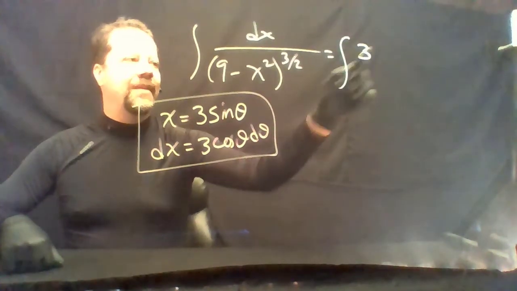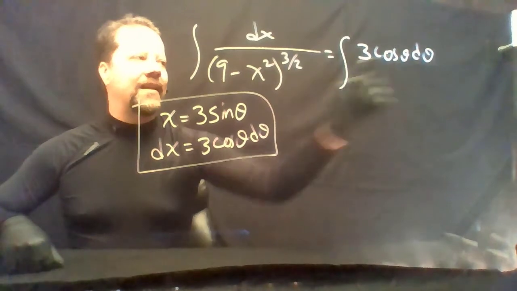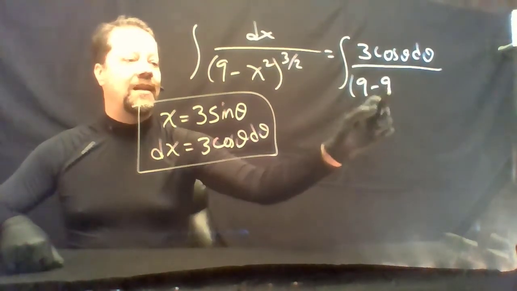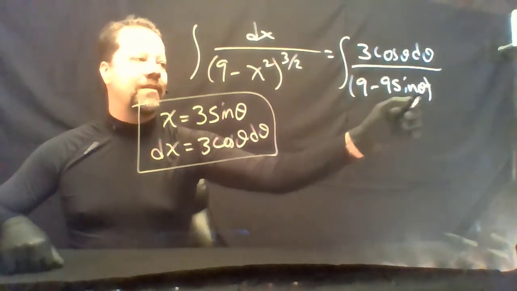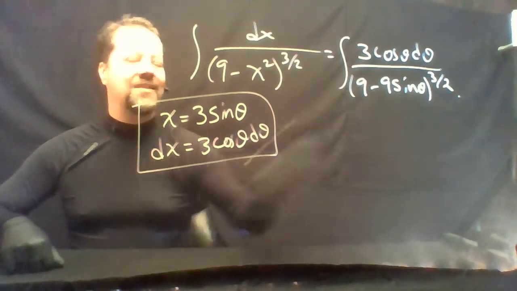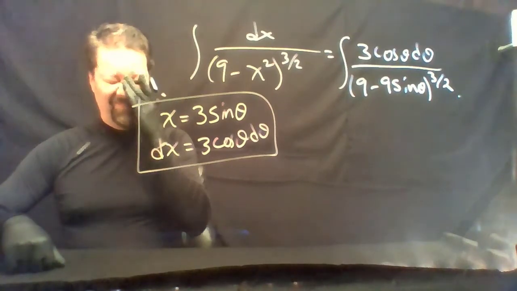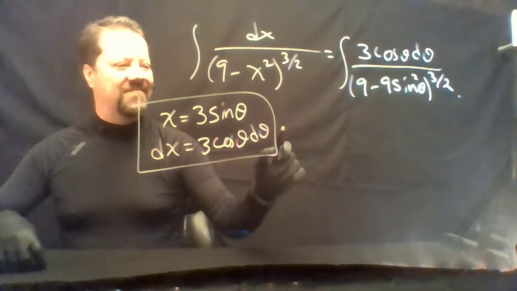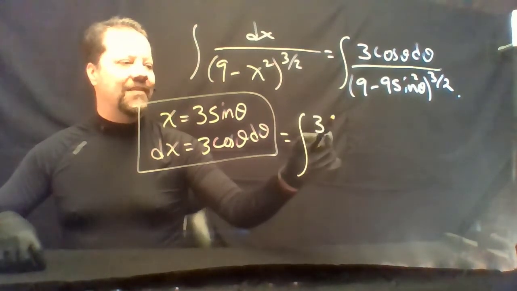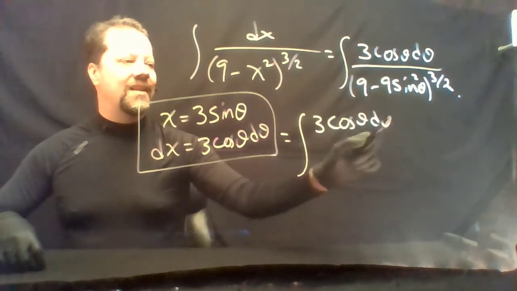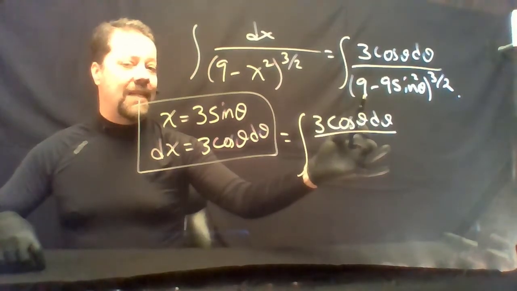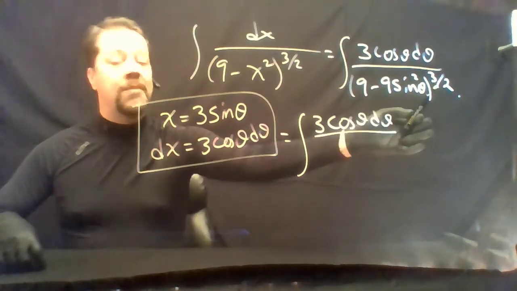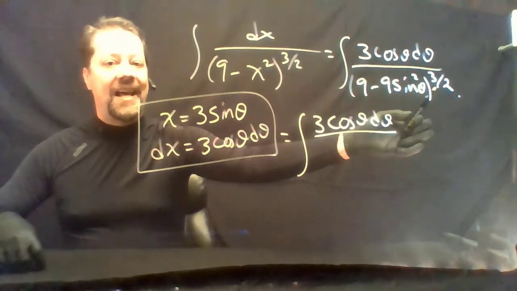We're going to have 3 cosine theta d theta over 9 minus x squared is now 9 sine squared theta, and that's to the power of 3/2. Oops, I forgot my square. We'll have the integral of 3 cosine theta d theta. In the denominator, we'll factor the 9 out: 9 times the quantity 1 minus sine squared. But the 9 still gets raised to the power of 3/2.